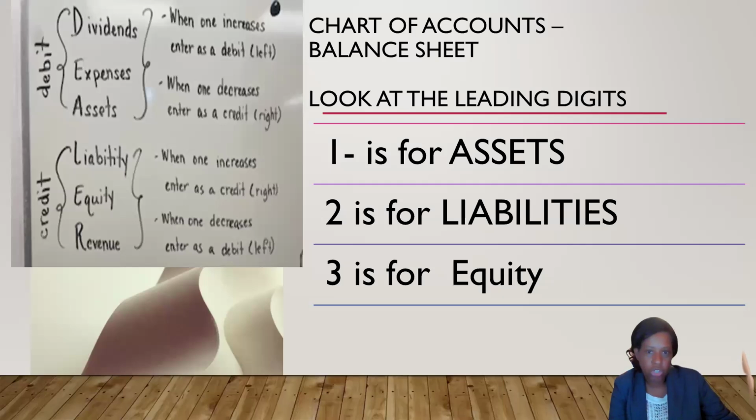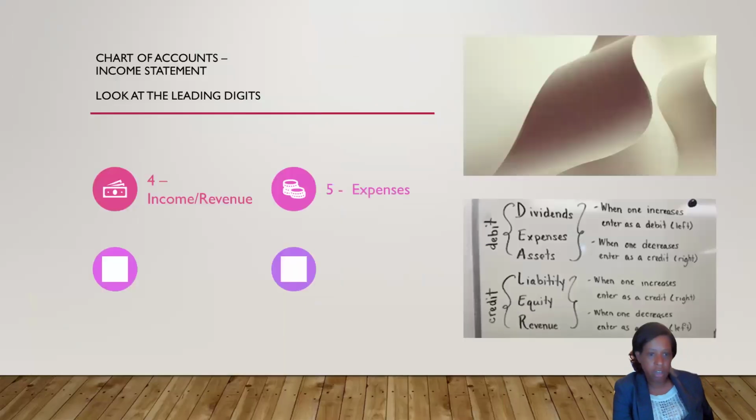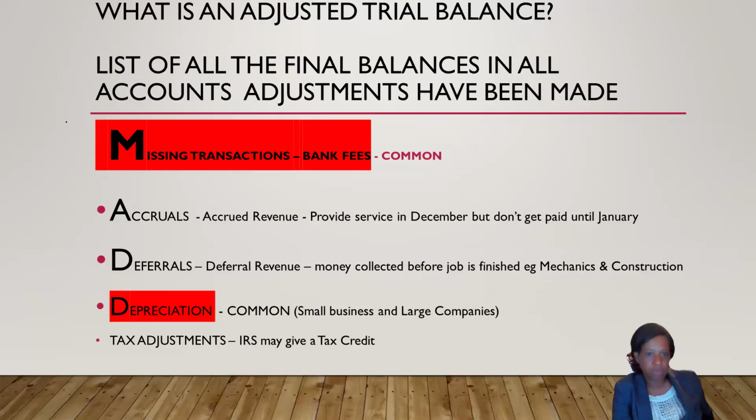Now, what was our chart of accounts? 1 was for assets, 2 was for liabilities, 3 was for equity, 4 is for income, and 5 is for our expenses. So let's talk about the definition of an adjusted trial balance.